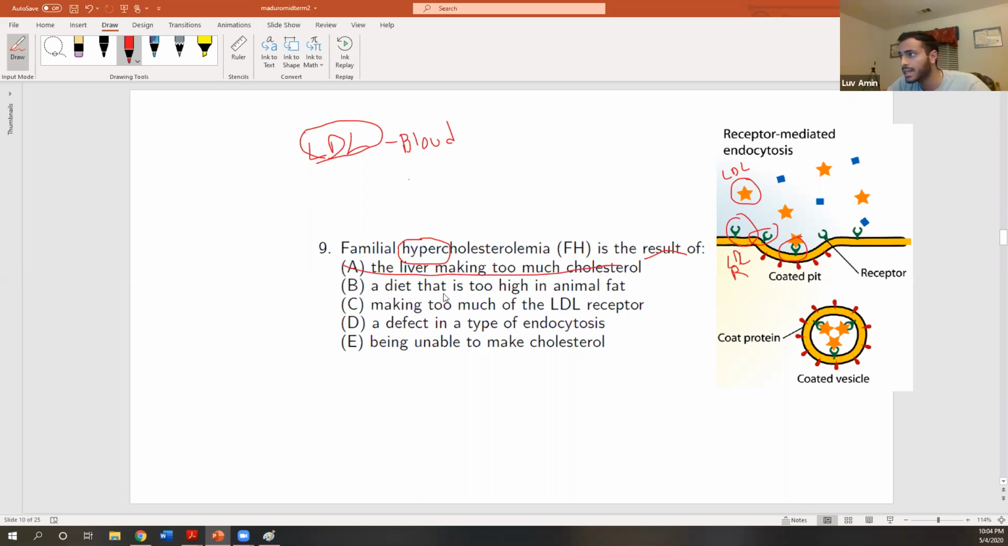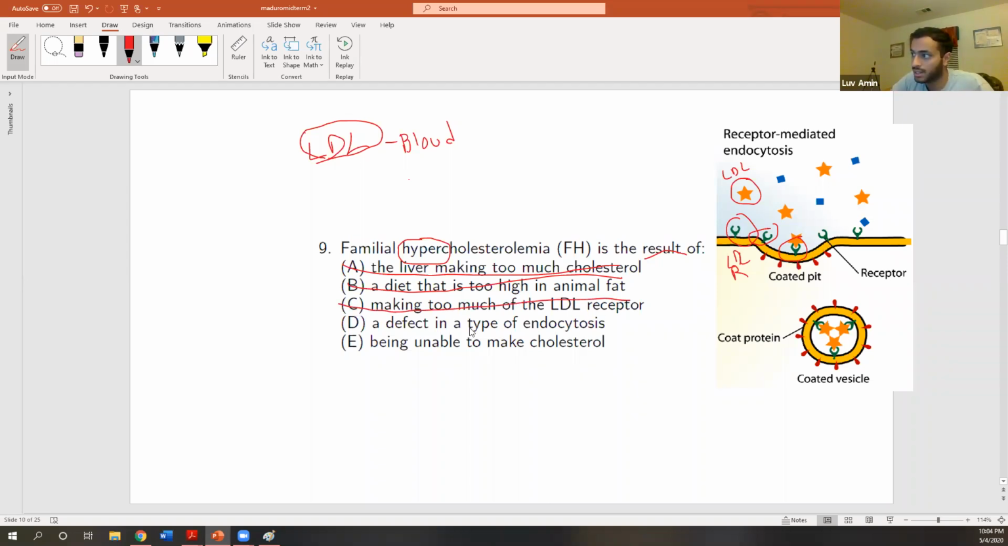B is saying a diet that is too high in animal fat. We don't know that correlation with receptors. Receptors are more of a genetic thing, right? Because you transcribe and translate these proteins, which eventually become receptors. So B is not right. C, making too much of the LDL receptor. Well, if you have a lot of LDL receptors, that's actually a good thing, right? You're going to get rid of it from the bloodstream a lot faster. So that's actually the opposite, all right?